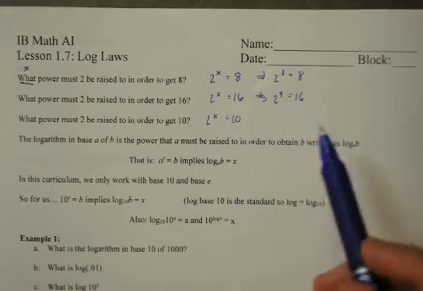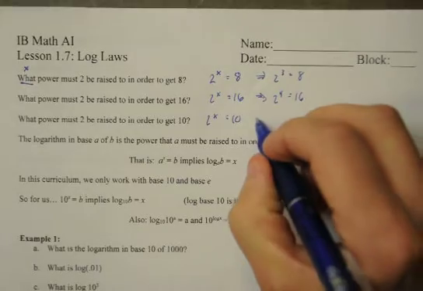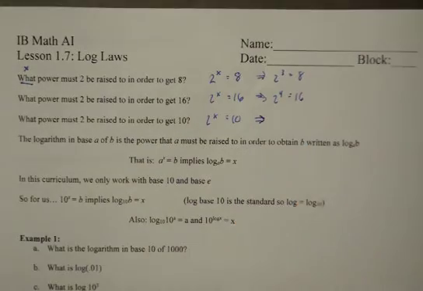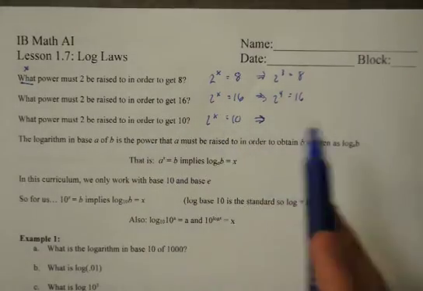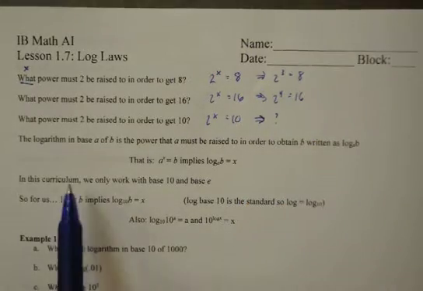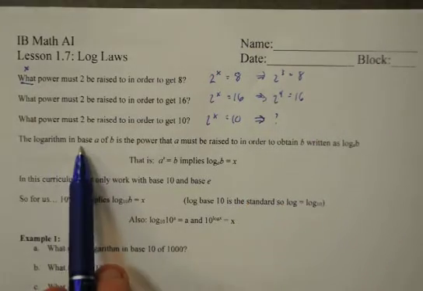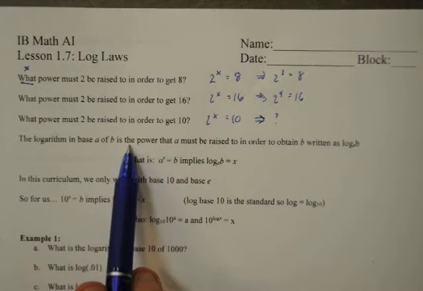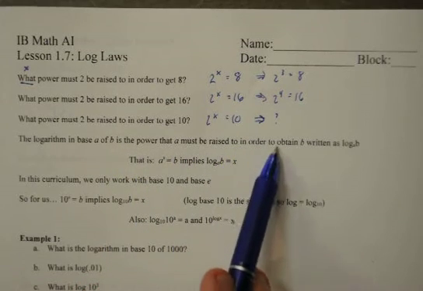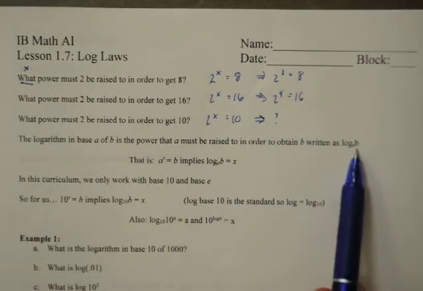So anyway, this was a problem in mathematics back in the days of old, and they had to solve this problem. So they came up with this thing called logs. And the logarithm, we say, in base a of b is the power that a must be raised to in order to obtain b, written as the following.